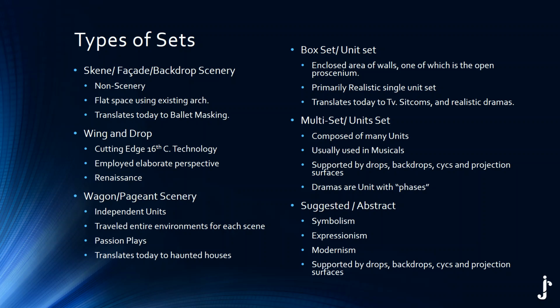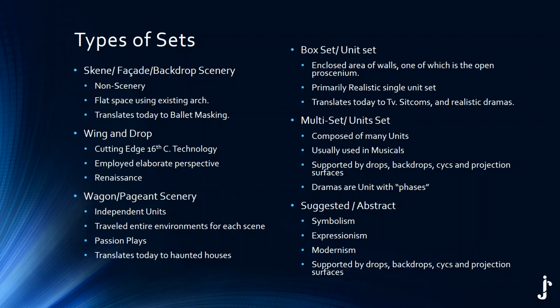But a multi-unit set composed of many units is often used in musicals. It's also supported by drops, backdrop cycs, projection surfaces, scrims, and masking or legs. And this can also be called a unit with phases. So in the pricing structure from the union, currently, you can have a unit with a couple of changes in it, mostly a unit with a few small changes, and still incur extra design fee without getting really high in the pricing bracket of a multi-set unit set.